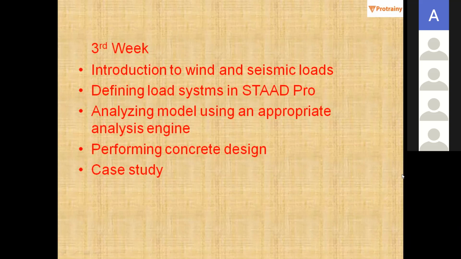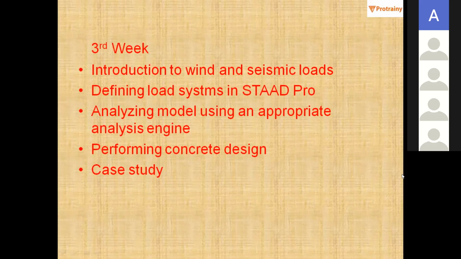Now, after applying the loads and everything, you need to analyze this model. There are certain engines in the software, like the eigenvalue engine, so you need to choose an appropriate engine for your analysis. After your analysis is complete, you are going to put some checks on your analysis results in order to be certain that you are getting the results you are hoping for.